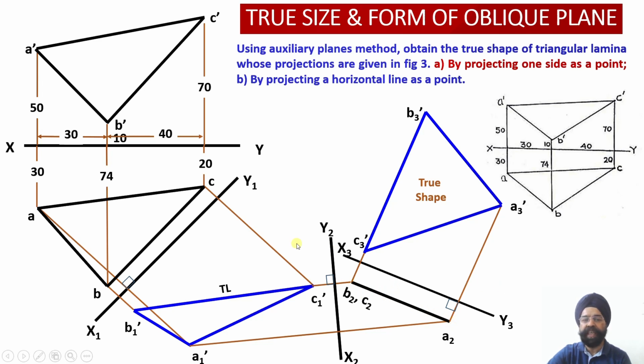So here you can see it has taken us step 1, step 2 and step 3. 3 steps are required. 3 auxiliary planes have to be drawn to arrive at the true shape of an oblique lamina. The shortcut method we are going to discuss after this is by projecting a horizontal line as a point. If we use this second method, rather than requiring 3 steps, we will be able to solve this problem in only 2 steps.